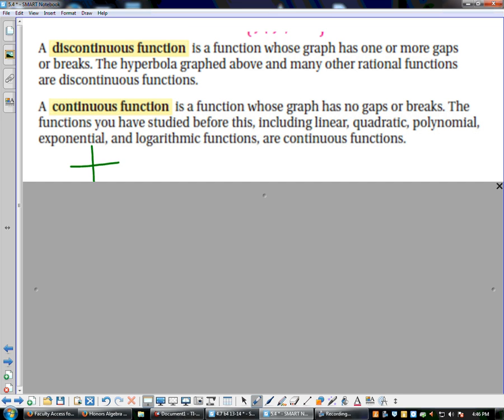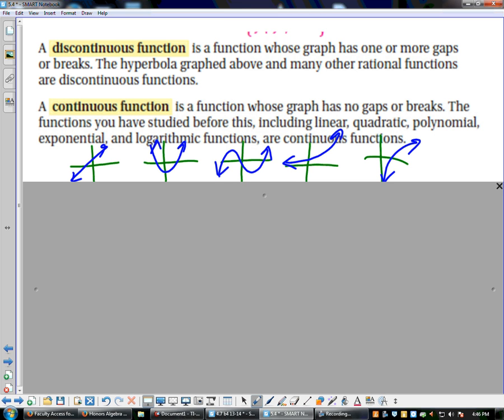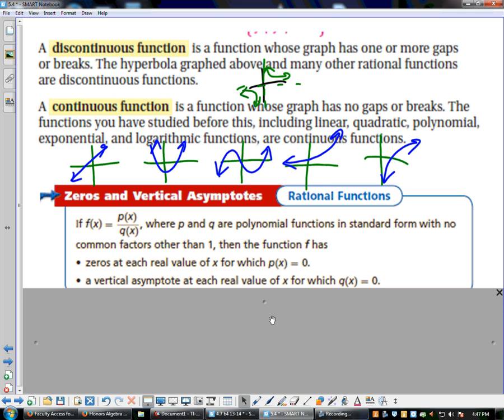So if your function looks linear, looks like a quadratic, looks like a nice smooth polynomial, looks like exponential growth or decay, or looks like a logarithmic, all lovely continuous functions. Whereas if we have a graph of a rational function that's a hyperbola in 2 separate branches, well, now we've got discontinuity because we've got these gaps in between. We've got a break between the left branch and the right branch, and so on.